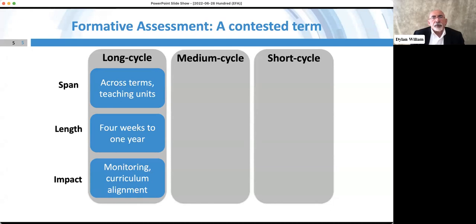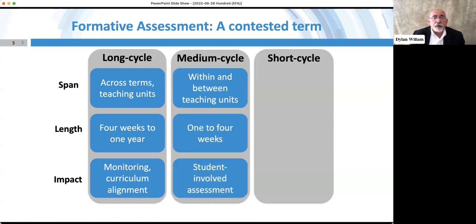There's also an important aspect of formative assessment that focuses around sharing learning intentions with the learners, what Richard Stiggins calls student-involved assessment. Within and between teaching units, typically 1 to 4 weeks. The outcome of this is that assessment becomes something that's done with students rather than to them.